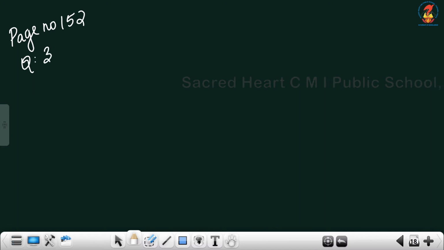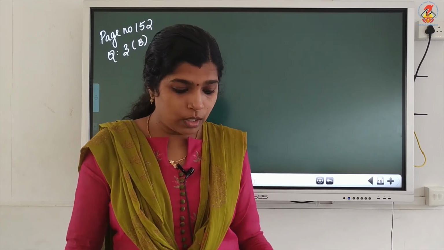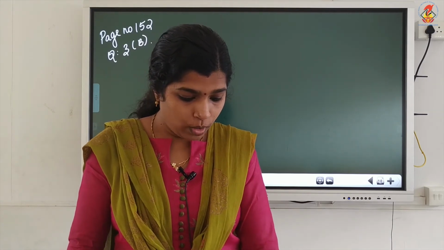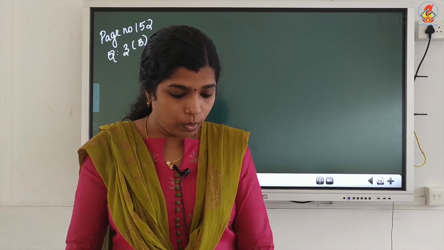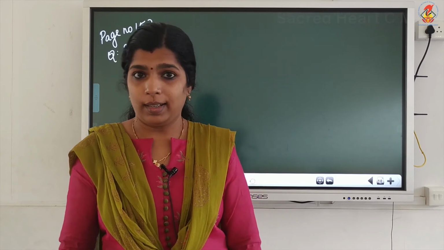Question number 3, blue question. The kinetic energy of an object of mass m moving with a velocity of 5 meter per second is 25 joule. What will be its kinetic energy when its velocity is doubled? What will be its kinetic energy when its velocity is increased 3 times?